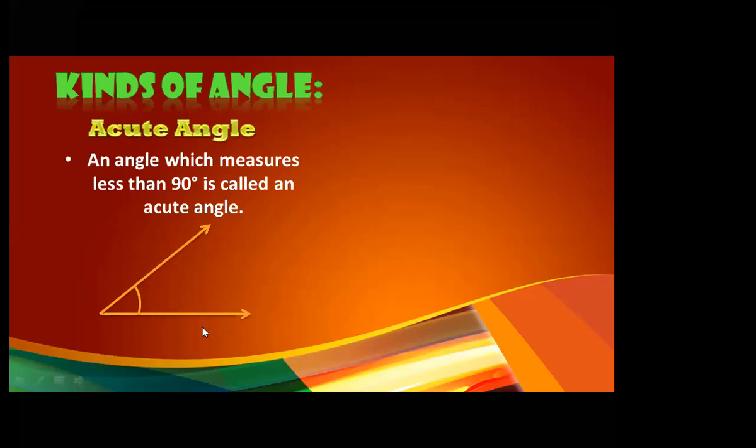Why is this an acute angle? Because the measurement of this angle is 35 degrees. So if an angle measures less than 90 degrees, like 80, 70, 20 or 10 degrees, that will be an acute angle. And these are the two non-collinear rays. Obviously an angle consists of two non-collinear rays, and these are the points P, O, Q.